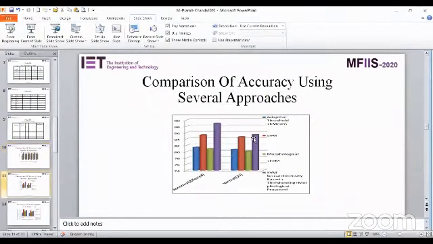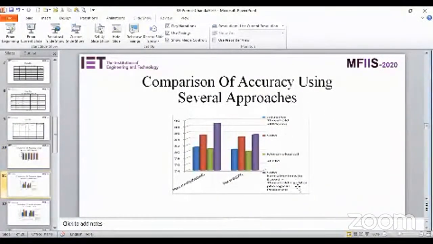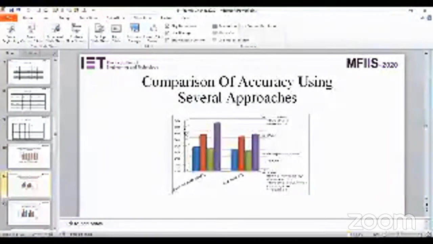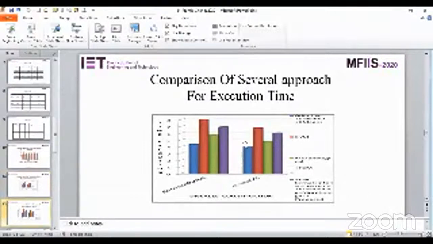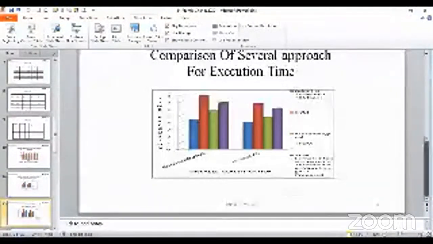Next, the comparison of accuracy using several approaches, such as SVM adaptive with morphological based segmentation. If we compare, the blue color bar, our method, has more than 88% accuracy for abnormal and 85% for normal cases of detection. For execution time, our method, the last blue bar, shows the least execution time, which means it is timely efficient. The time complexity is quite lower for our algorithm than others.